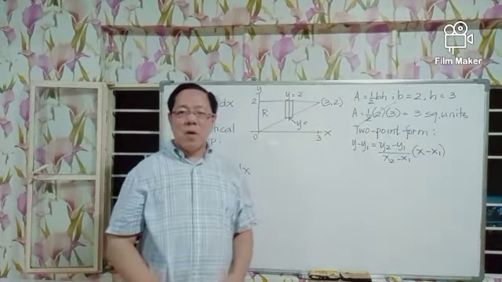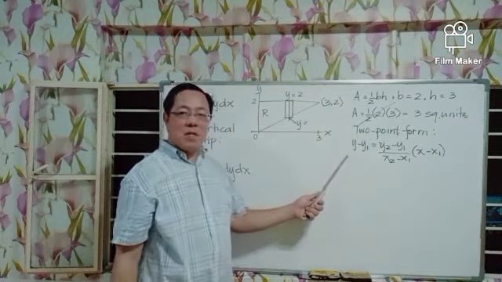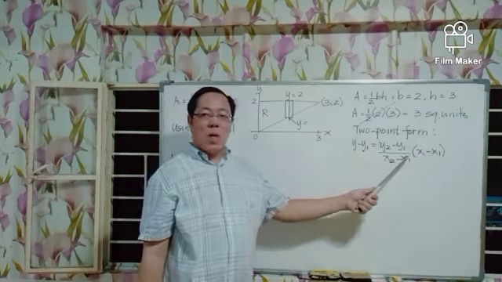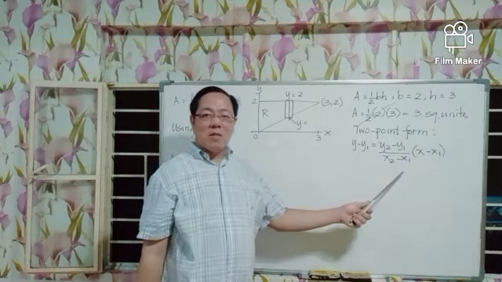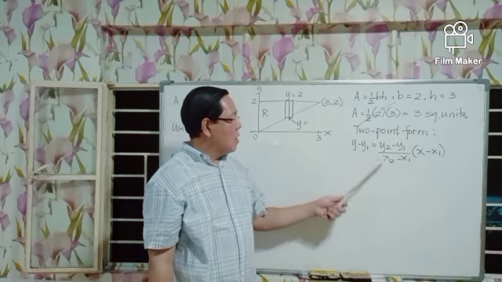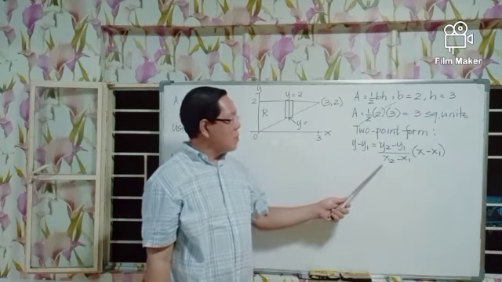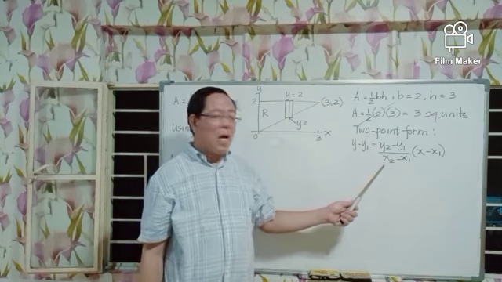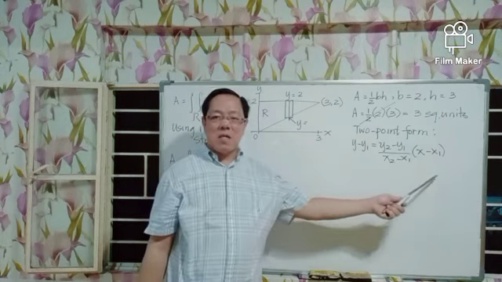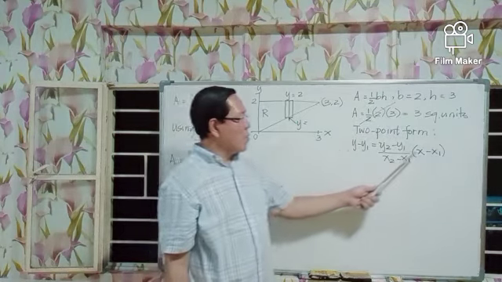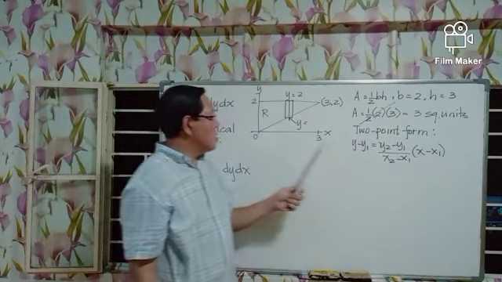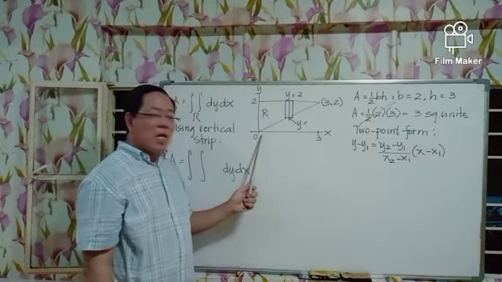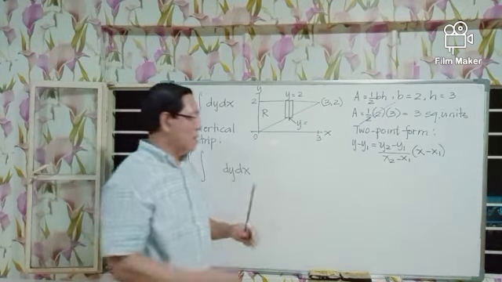The 2-point form of equation of a line is given by this formula. y minus y1 equals y2 minus y1 all over x2 minus x1, and this ratio of the change in y values to the change in x values is actually the slope of the line, and is multiplied by x minus x1. And the first point with coordinates x1 and y1 may be taken as the origin. I will take the origin as the point x1, y1.